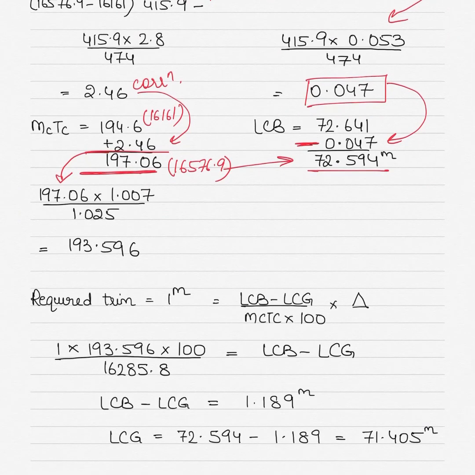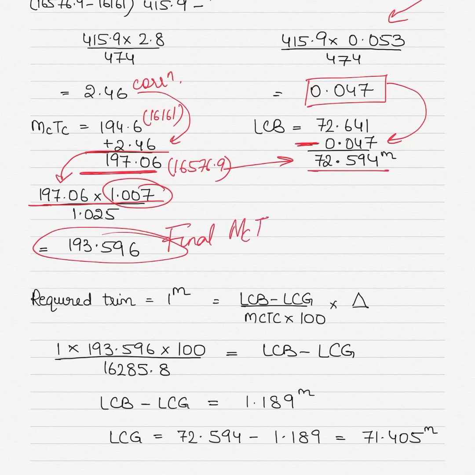But values like MCTC will change with changing density, and that's why every time you find out the value from the hydrostatic tables, remember that it is for 1.025 density and you need it for a density of 1.007. So to convert the MCTC from 1.025 to 1.007, you will multiply it by 1.007 and divide it by 1.025 and find out the final MCTC. So this is the final MCTC, and this is for dock water density of 1.007. This is the final LCB.